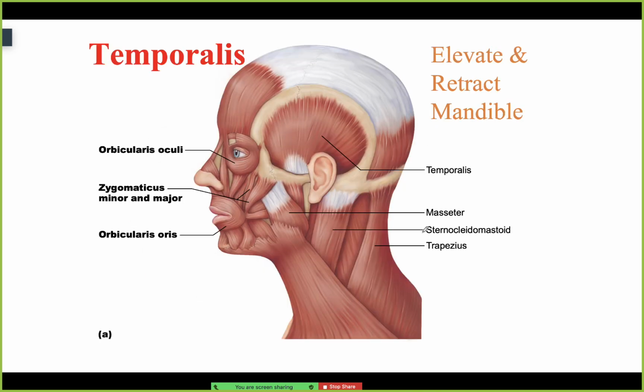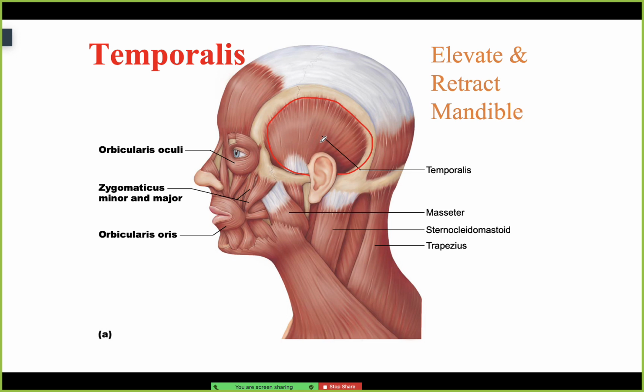Next muscle, same picture. Temporalis. This muscle right over here. The temporalis muscle is found on the temporal bone of the skull, and its job, again, is to elevate and retract the mandible. Now, a lot of students say, what? A muscle on the skull helps you with eating and chewing?